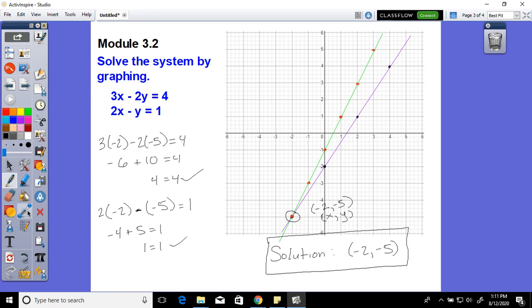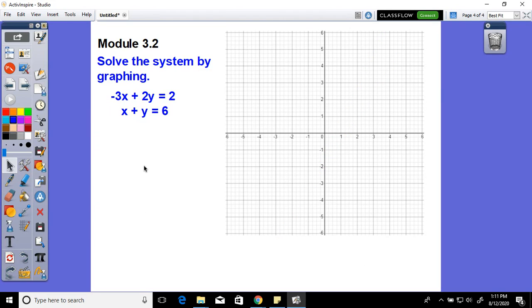Okay, so let's try another one. I'm going to pause the video here so that you can try it on your own. Okay, welcome back. Let's see how you did. So once again, first thing we're going to do is put them in slope-intercept form.